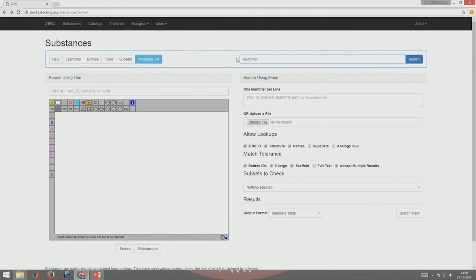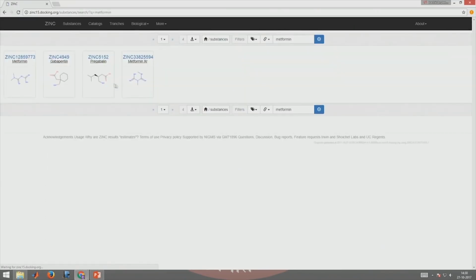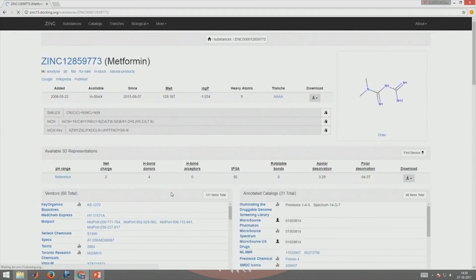Metformin, you have metformin here. So, if you click on that, okay, so this is metformin. Again, a lot of properties of metformin. Net charge is 2, because you can see plus charges are there.